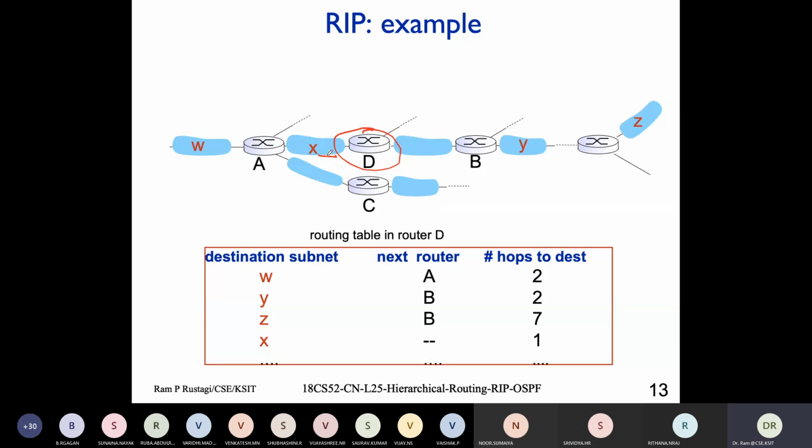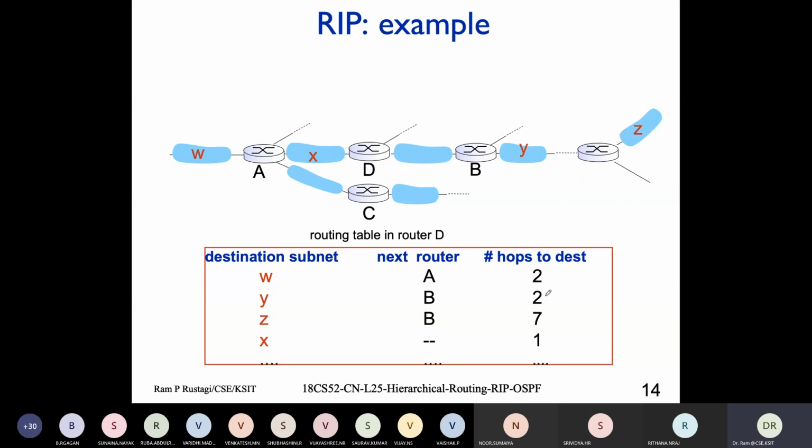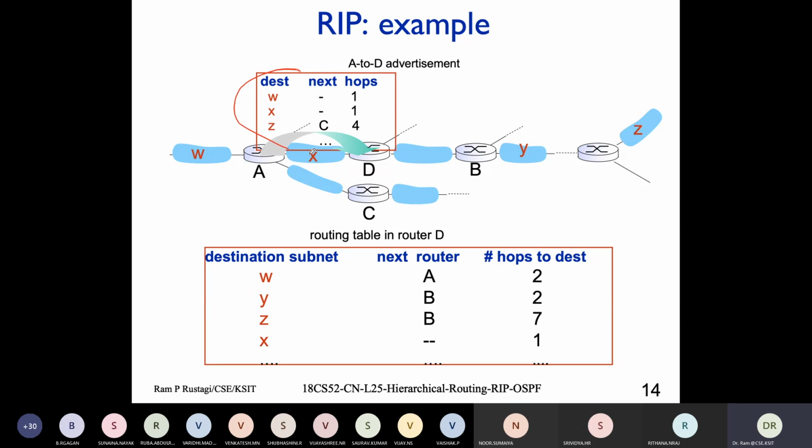You can look at X is 1 hop away, W is 2 hops away, C is 2 hops away, and consider that you have some links, Z is 7 hops away. Assuming this is what your routing table is. And now router A sends its own advertisement to D, because as part of distance vector routing, each router sends to its neighbors its own distance vector. Now A sends: W is 1 hop away, X is 1 hop away, C is 1 hop away, and Z, somehow it knows that Z is reachable with a distance of 4. And that is what it communicates to D.